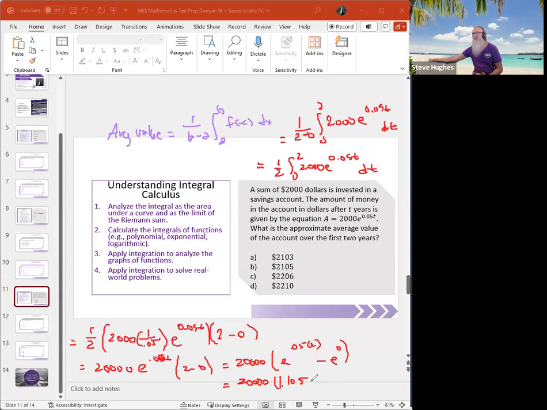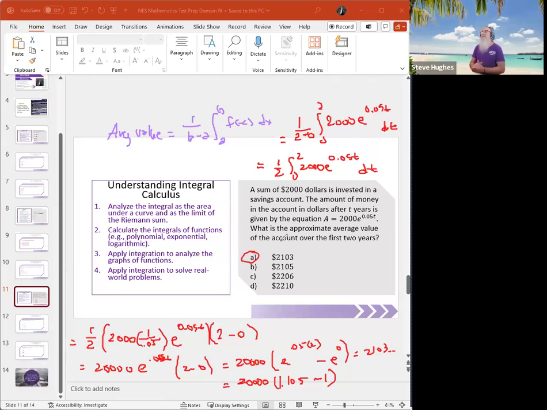Once again, I'm doing this minus 1. That's an estimate though, right? So you can just plug this directly into your calculator right here. Plug it directly in and you're going to get 2103, right? And some change there. So the correct answer is part A.